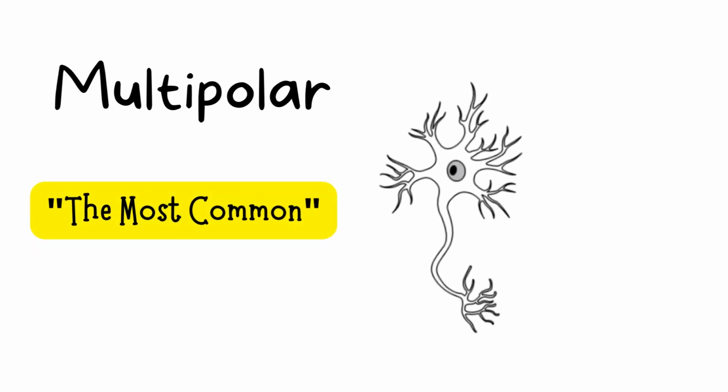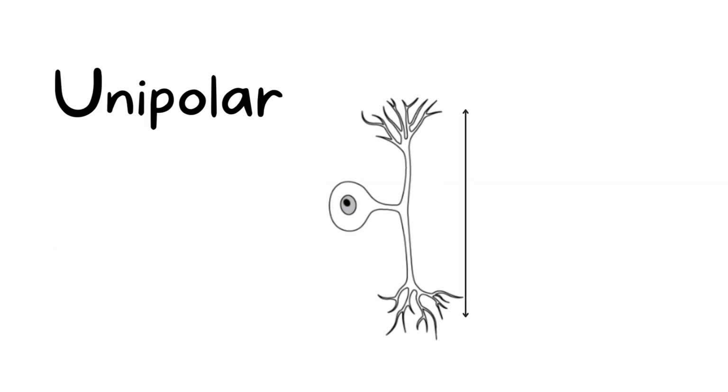Multipolar is considered the most common type of neuron in your brain. It has dendrites at the top around the nucleus, and at the bottom there's a singular axon. Our final type is unipolar. Unipolar has a very similar structure to bipolar, except the nucleus is sticking out, but the dendrites and the axon are exactly the same.